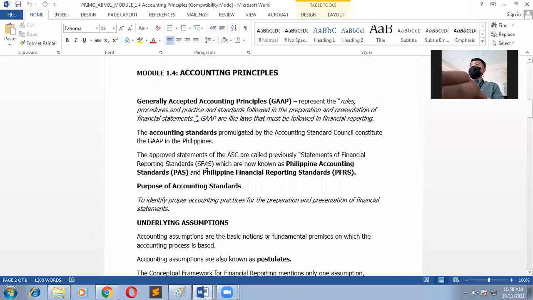We have identified that the rules, procedures, practices and standards being used here in the Philippines for the accounting profession is the GAAP, or generally accepted accounting principles. Under GAAP, we do have accounting standards, which are more specific guidelines that include the Philippine Accounting Standards, which are adopted from the International Accounting Standards, and the Philippine Financial Reporting Standards that are adopted from the International Financial Reporting Standards. What is the purpose of accounting standards? It is to identify proper accounting practices for the preparation and presentation of financial statements.